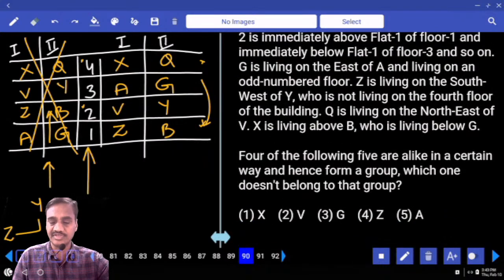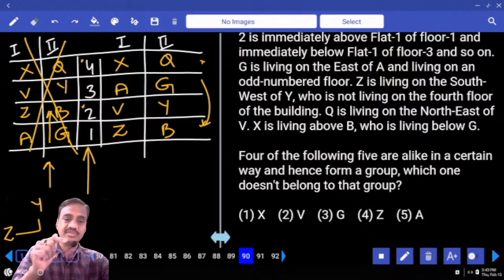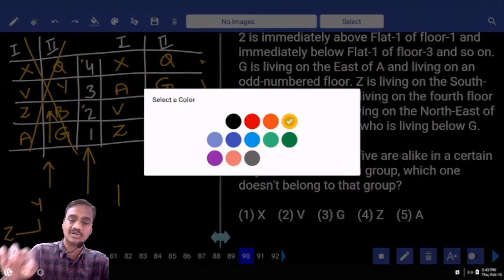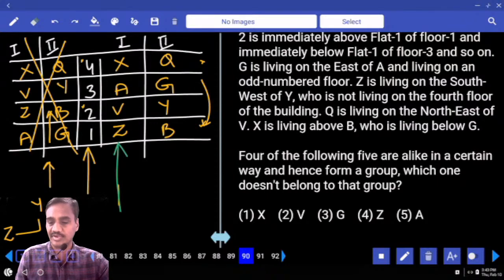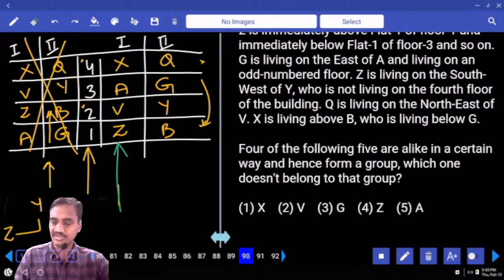Odd one out: X, V, G, Z, A. X, V, A, Z, all the persons are living on flat number 1. But whereas, now this person, who is that person here? X, V, A, Z and G. Now this G is living in the second flat. Clear now? Answer choice 3 is the odd one.